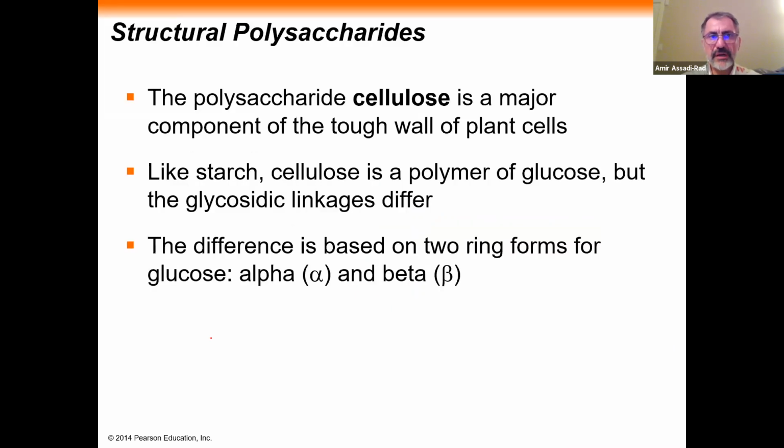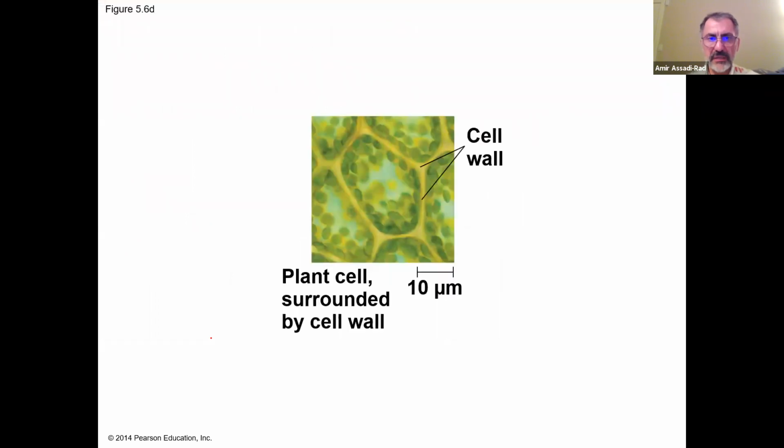Structure of polysaccharides: cellulose is a major component of the tough wall of plant cells, as I talked about. Like starch, cellulose is a polymer of glucose, but the glycosidic linkage is different. The difference is based on two ring forms for glucose, alpha and beta, which I talked about. Let's see, this is not animation. Sorry, I thought this is animation.